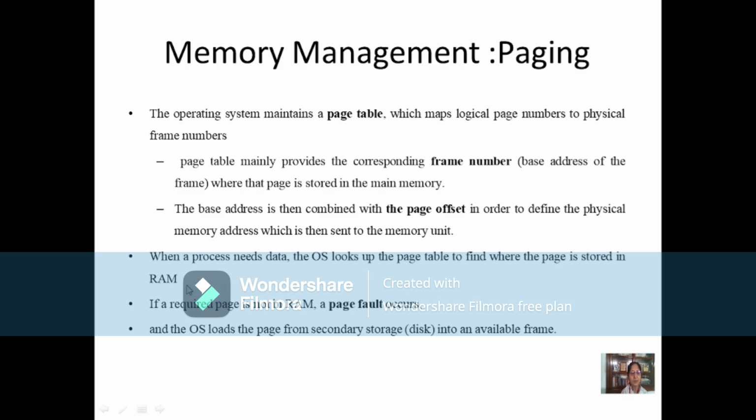Now, if the required page is not there in the RAM, this situation is known as a page fault. The page is needed by the operating system and that page is not available in the RAM. This situation is known as a page fault. What happens after the page fault? The operating system loads this particular page from the secondary memory into an available frame in our RAM.